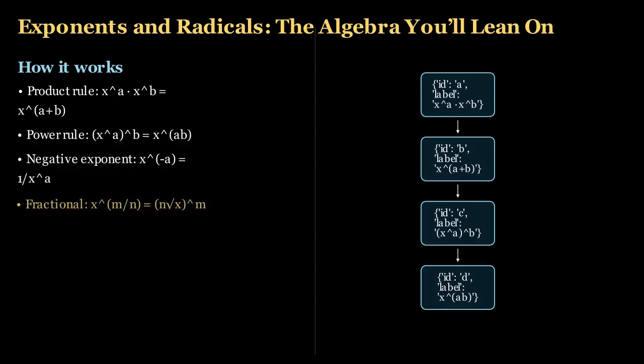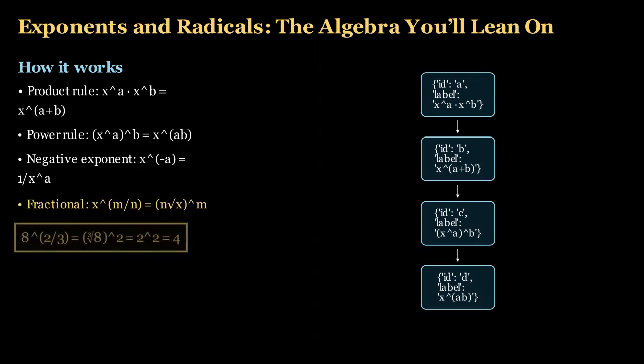For a fractional exponent like x to the m over n, the denominator n tells you to take the nth root, the number that, multiplied by itself n times, gives x, and the numerator m tells you to raise that root to the mth power. The order doesn't matter, you can take the root first then the power, or the power first then the root.